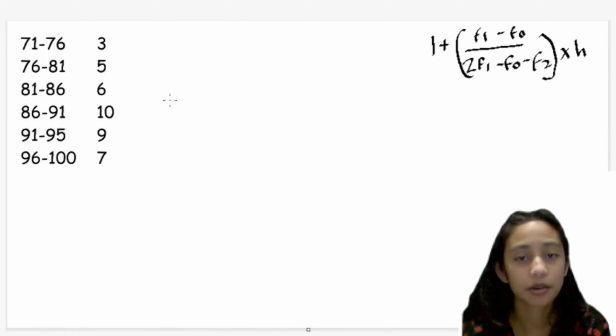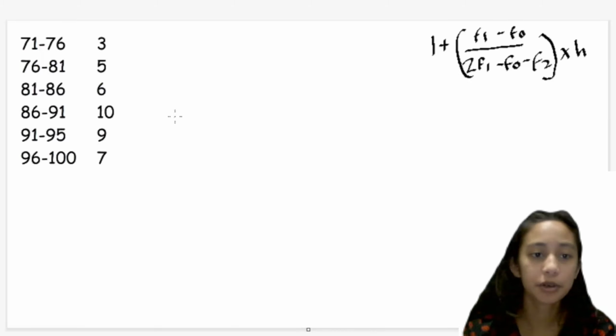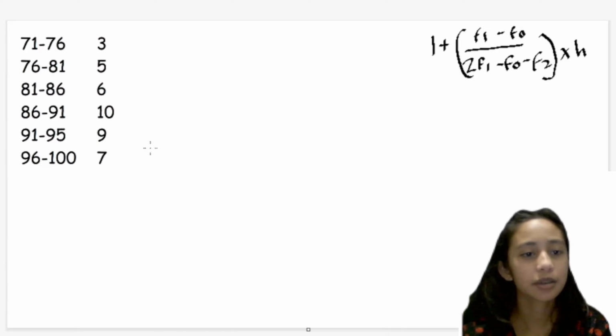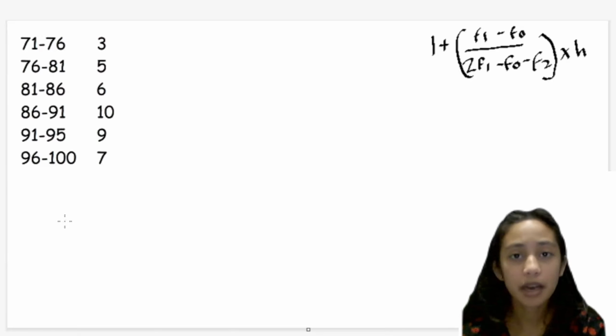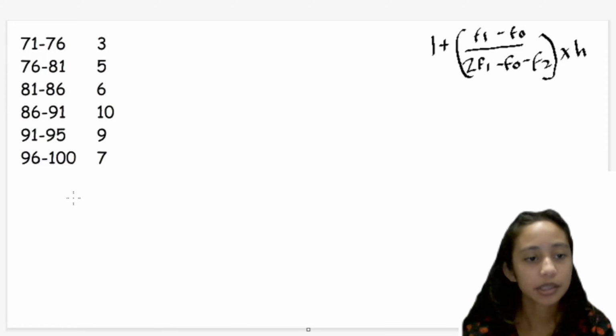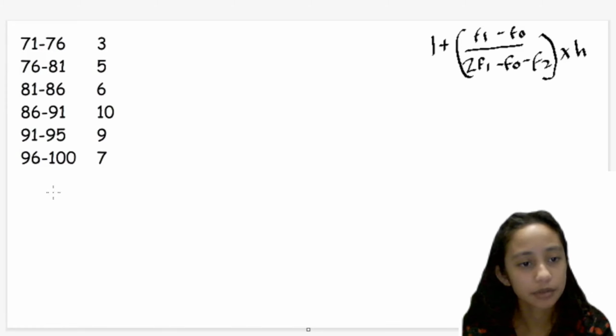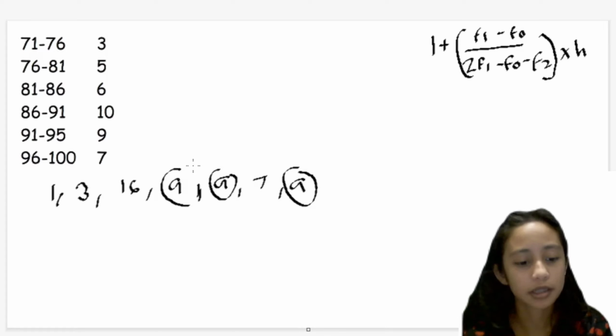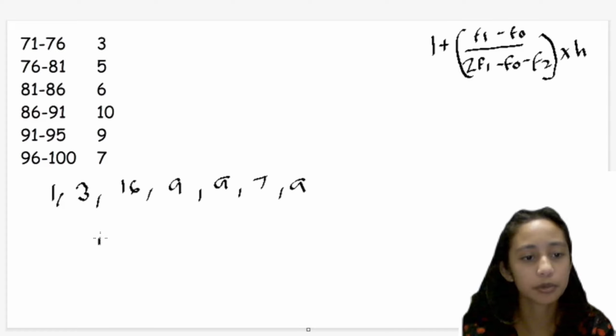Hi, my name is Zahra Shariff. We'll be talking about mode, what it is, and how to find it using a formula. And so yeah, what is mode? In a mathematical sense, mode means the most frequent number. So let's say you have a set of numbers, 1, 3, 16, 9, 9, 7, 9. So you would say that 9 is more frequent than the others, so that will be our mode.